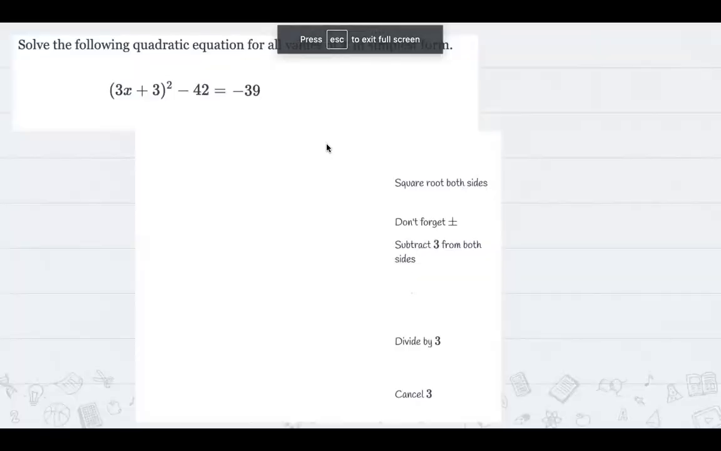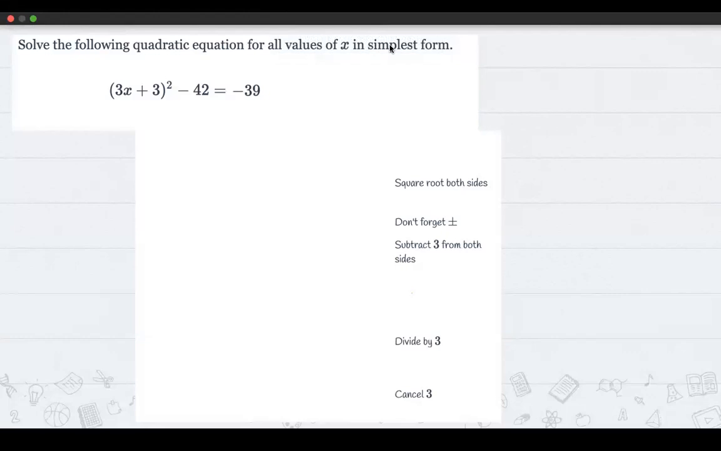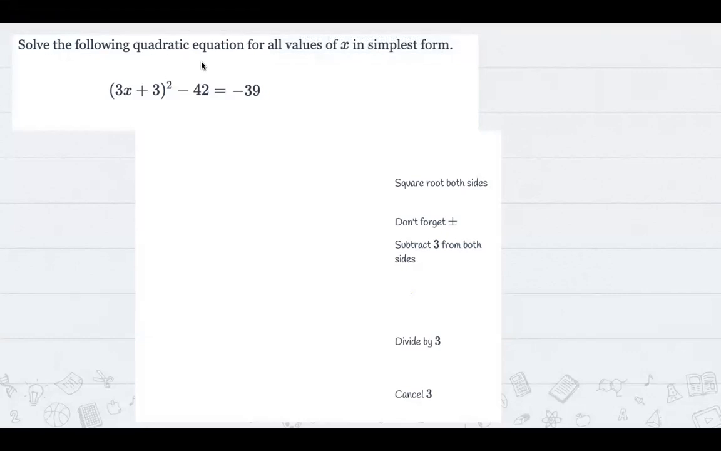All right, guys. So this is level 2 on Delta Math about solving the quadratic equation for all values of x in simplest form. Like what we discussed yesterday, we're going to do a reverse PEMDAS, right? Because the goal is to isolate x. Right now, there are two things that matter on the left side, which is the negative 42 and also the square. So we have to get rid of the negative 42 first.